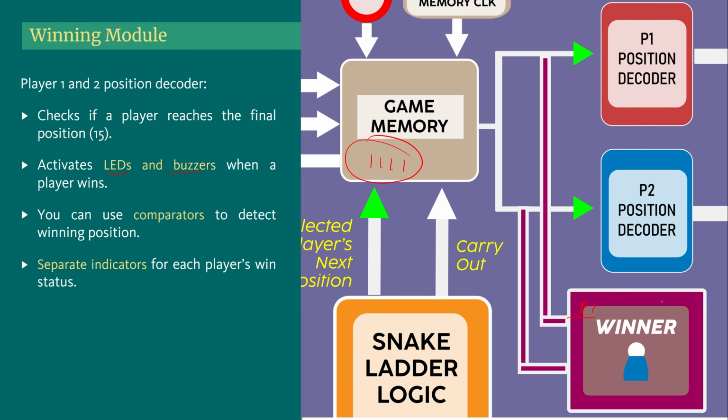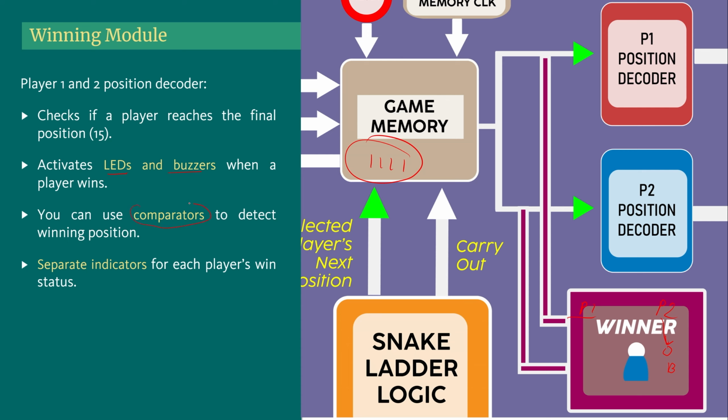So let's say you have player 1, player 2 here. For player 2, you have one LED and one buzzer. So if player 2 wins, that LED and that buzzer will light up. Whenever a certain player reaches the last position, you can use this to show he has won. Now let's light up the LED and buzzer to show player 1 has won or player 2 has won. This is very simple.